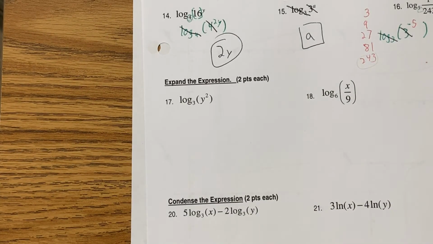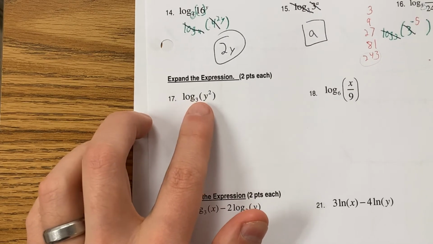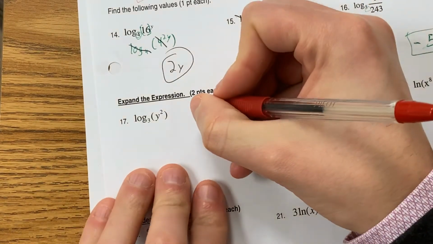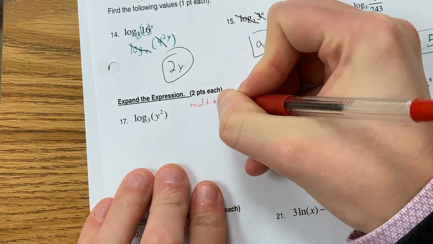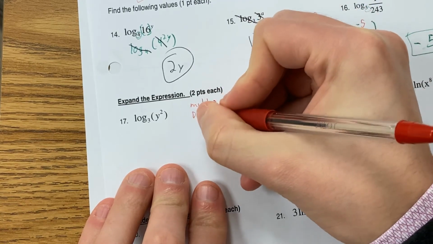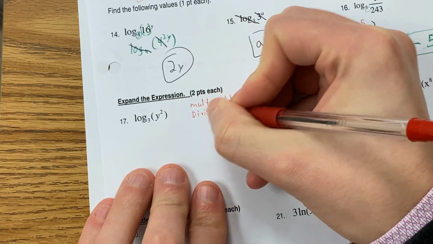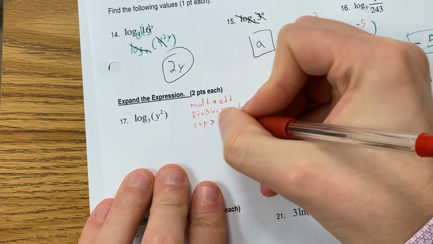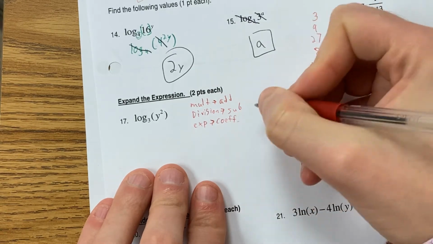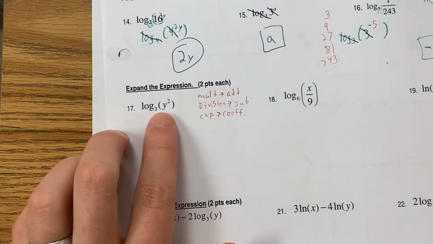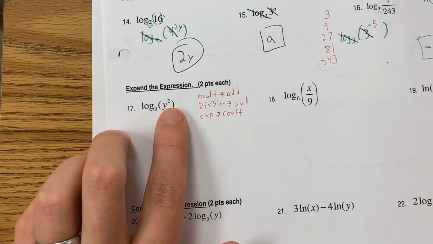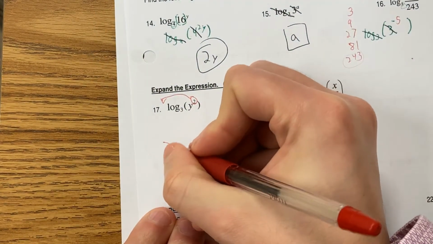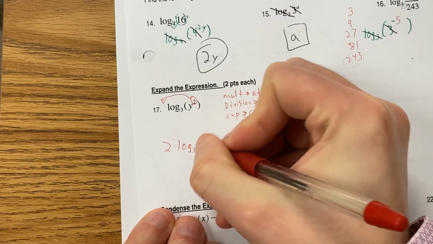Number 17, expand. Okay, so expand means you're not going to get an answer or anything. You're just going to separate it. And there's 3 rules. Multiplication becomes addition. Division becomes subtraction. And exponents become coefficients. So here, there is no multiplication, there is no division, the only thing is this exponent. So this exponent is going to go in front. So your final answer is just going to be 2 times log base 3 of y, and that's it. That is expanded.